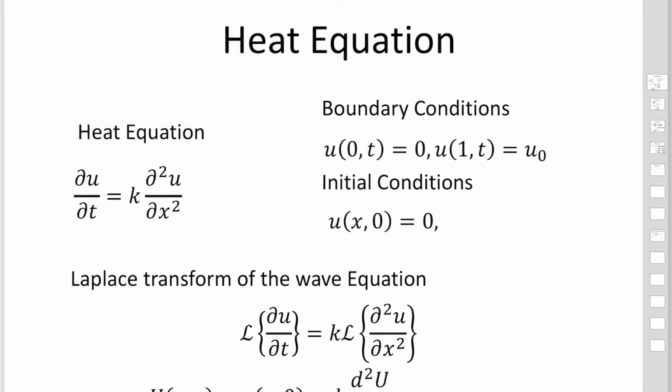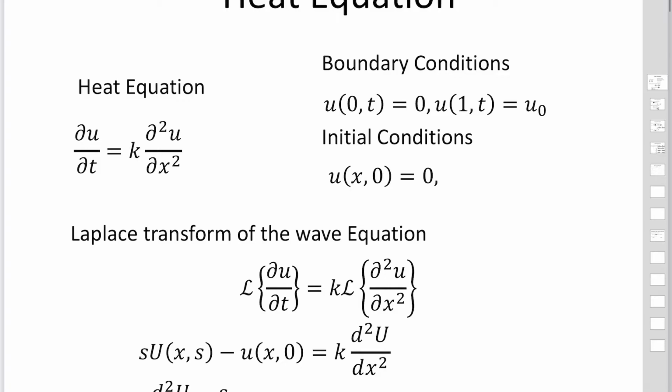In this session, we'd like to apply the Laplace transform to another differential equation, the heat equation. The heat equation is expressed as ∂u/∂t equals k times the second partial derivative of u with respect to x. Boundary condition: at x equals 0, u equals 0, so the temperature u is 0. At x equals 1, u is fixed to the constant temperature u sub 0. As the initial condition, u is 0.